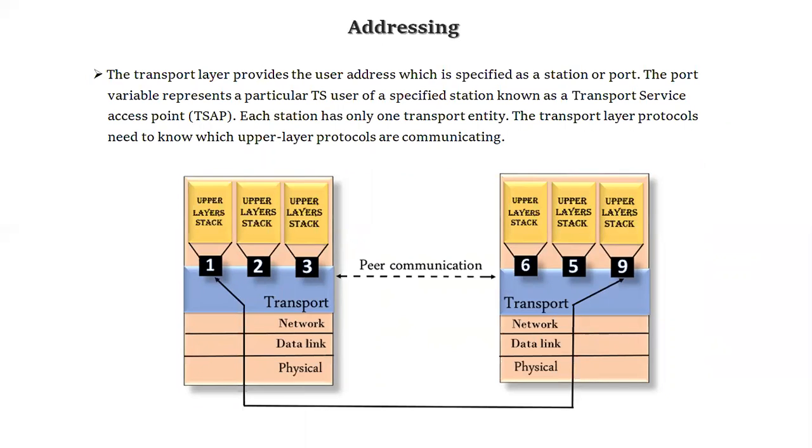We do addressing in this transport layer, which provides the user address specified by the station. I mean, they're talking about the port address. The port variable represents the particular TS user of the specified station, known as the transport service user, meaning what type of transport you are using, I mean the application. Each station has only one transport entity. The transport layer protocols need to know which upper layer protocol.